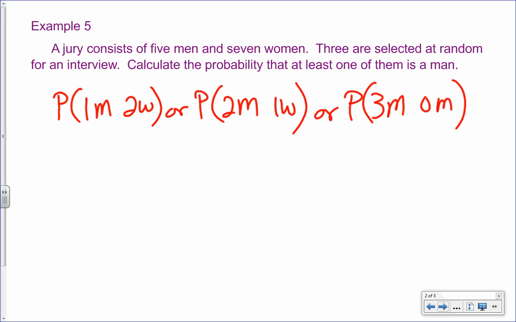So now some of these we've already done, correct? On the other side of your notes, we already did 3 men and 0 women. Give me the fraction, if you would, please. Non-reduced. Because it's or, remember, and or means to add, right? 10 over 220. So we already did that one. All right. Which other one did we just do? 1 man, 2 women, and that was what? 105?